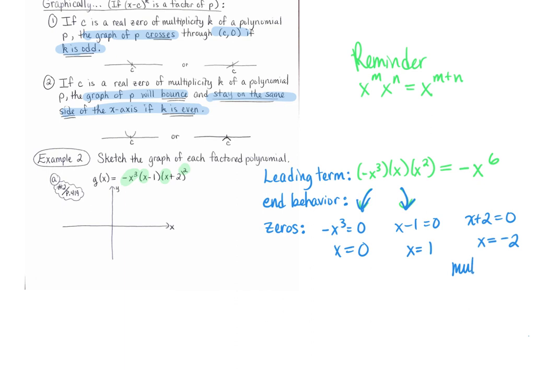Very good. Multiplicity 2. And why do we care about the multiplicity? What does that tell us about the graph? It's going to have a bounce. Excellent. Multiplicity 2 means it's going to bounce here. So let's put it all together.